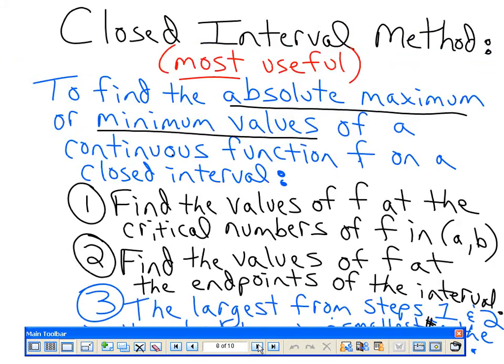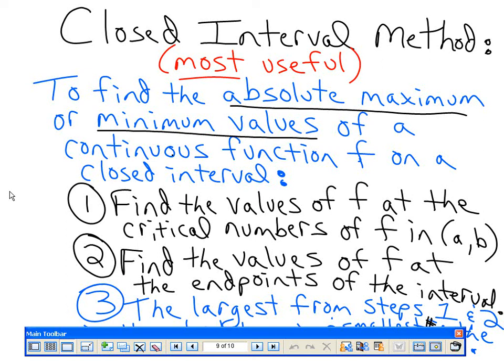All right. Next thing, this is really the most useful out of all the methods. This is called the closed interval method. It's good for finding the extreme values, the high and the low values, which have tons of applications. The way you do it is really simple. You just find the critical numbers, you plug those critical numbers into the function, and you see what the y values are. Those are the numbers that you track.